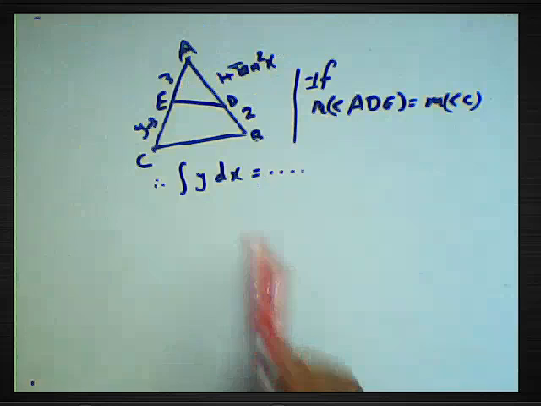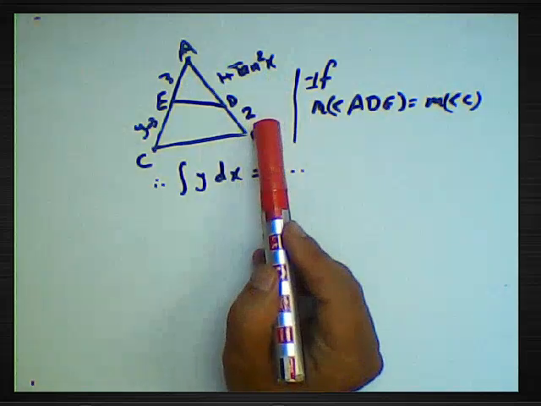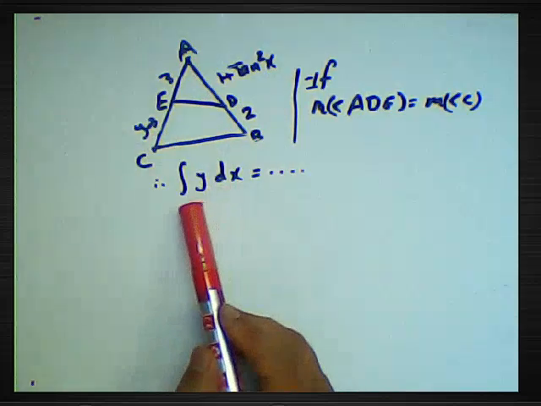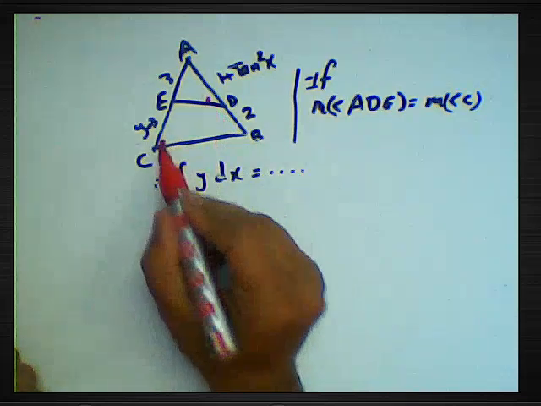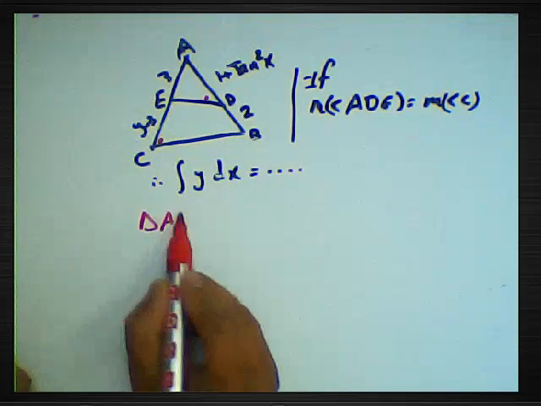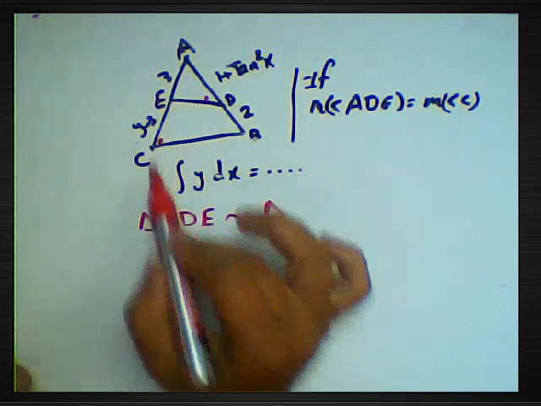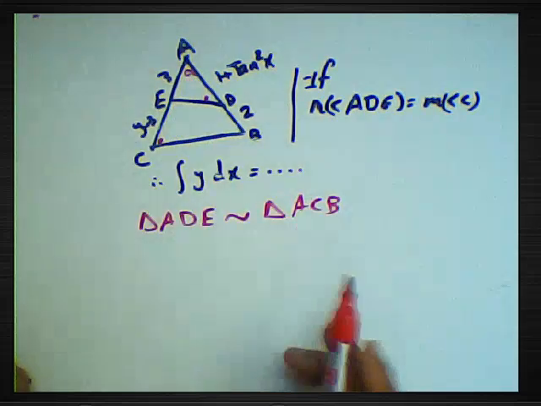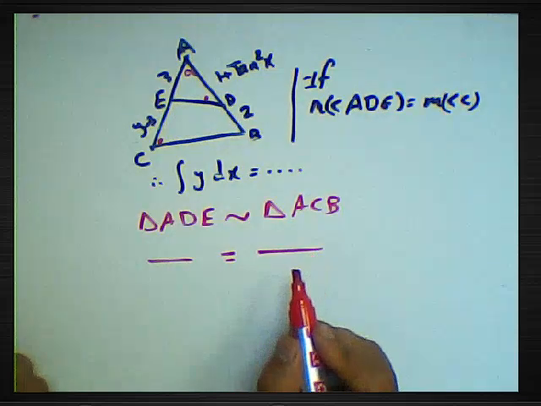Look at this example. We have triangle ABC, AD equals 1 plus tan^2 x and DE equals 2, AE equals 3 and this part equals y minus 3. We want to find the integration of y dx if the measure of angle ADE equals the measure of angle C. So we have similarity between two triangles. Then triangle ADE is similar to triangle ACB, because we have the common angle between the two triangles here. So we can find the ratio between corresponding sides here.